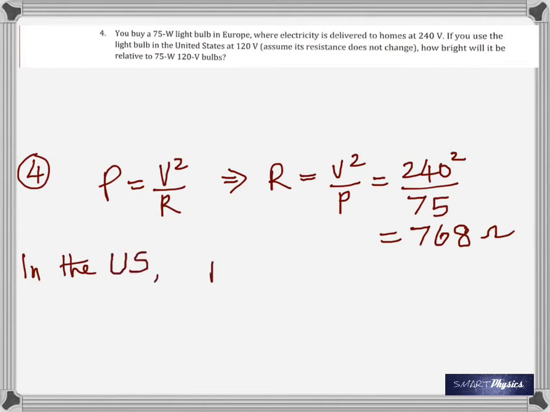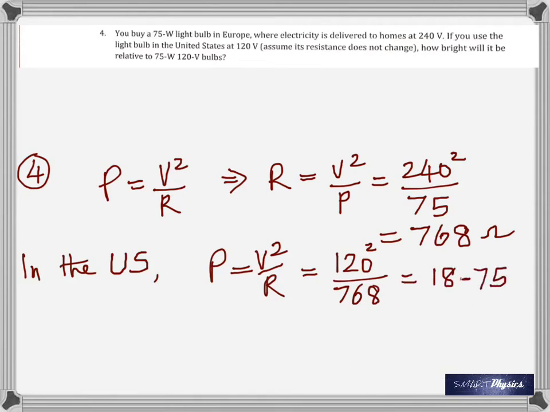All right, now in the US, the voltage changes, the resistance is the same, calculate that, you get 1/4 of that. That's what I was telling you, see? 1/4 of the power, not 4 times.